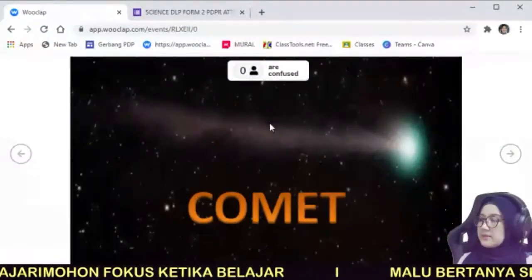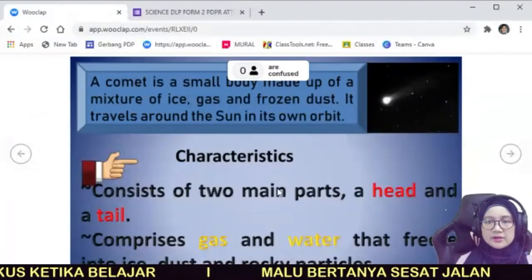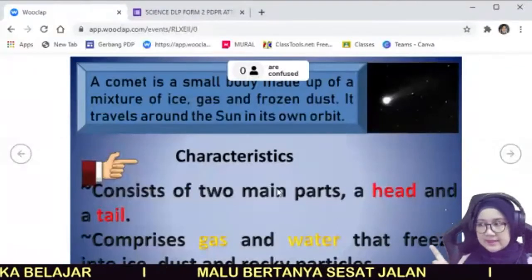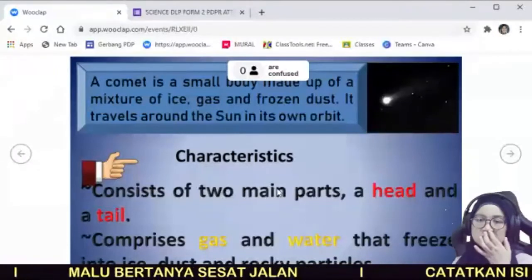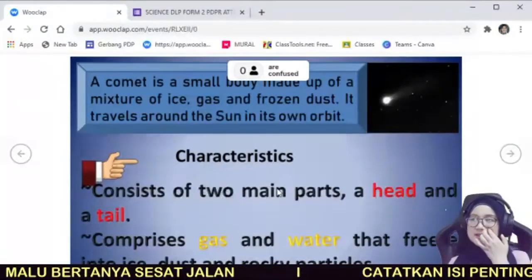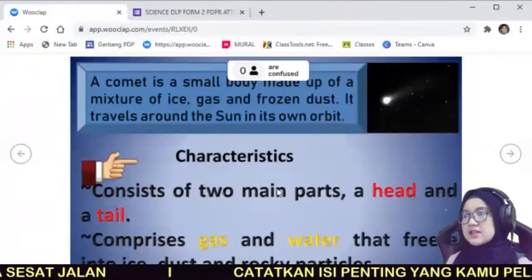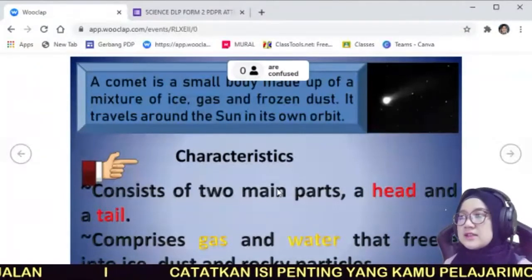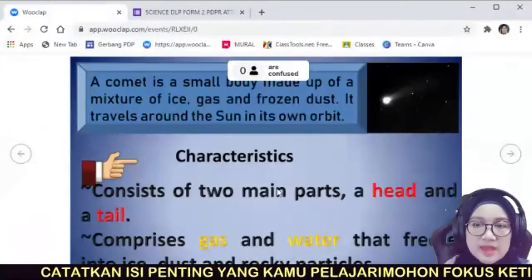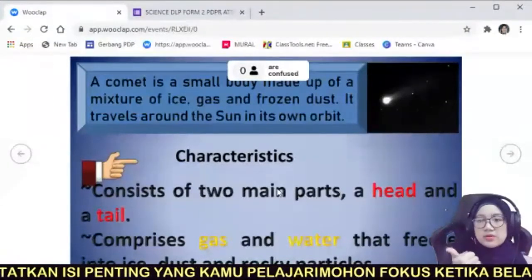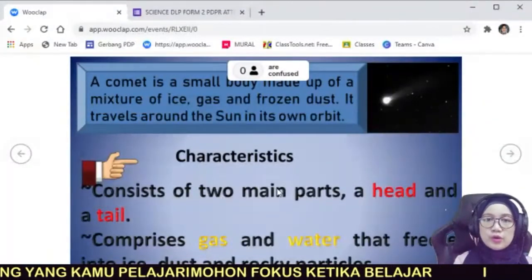So what is the comet actually? The comet consists of two main parts: a head and a tail. I just saw that someone of you mentioned the word tail. A comet is a small body made up of a mixture of ice, gas, and frozen dust. It travels around the sun in its own orbit, same as the asteroid. Only the meteoroid does not have an orbit. Asteroid and comet have their own orbit.